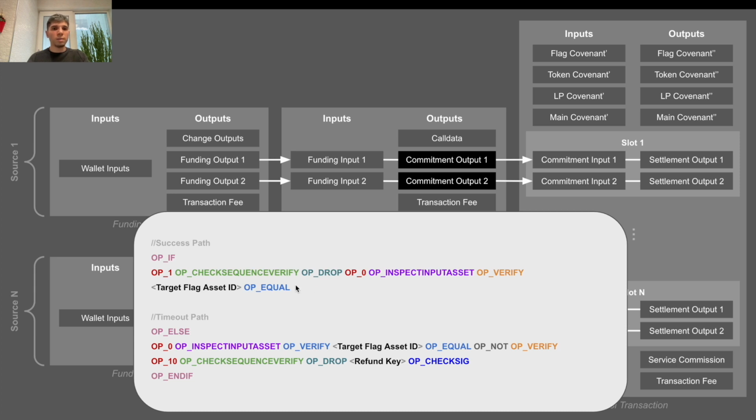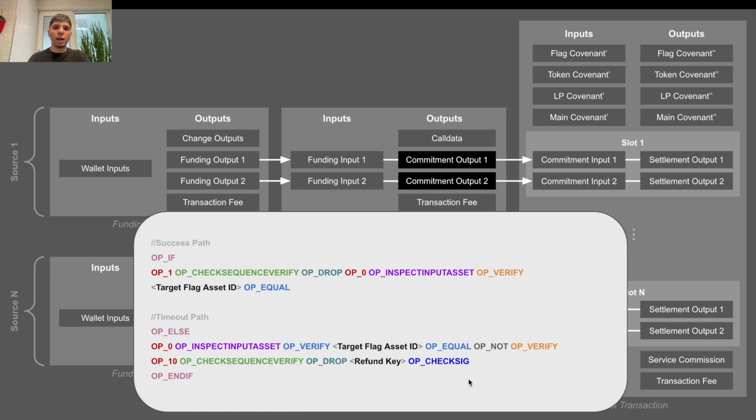In this case, what it says is: after one confirmation, spend me in a transaction whose first input index asset ID equals the target flag asset ID, and no other conditions involved. Because as you can see, there is no checksum in here, which means this is a bit of an anyone-can-spend type of path. Anyone on the network can essentially spend this in a pool transaction, and that is specifically called aggregation.